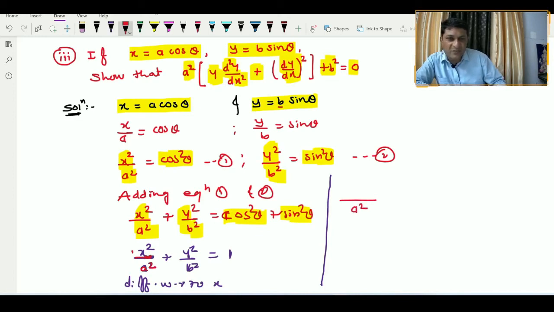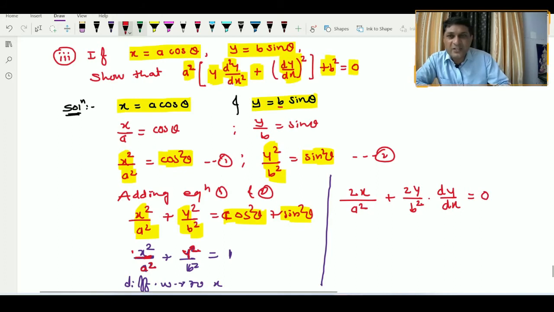What is the derivative of x square? It will be 2x. Here also 1 upon b square is a constant term, and the derivative of y square will be 2y dy by dx, and on this side the derivative of the constant term is 0. Now we are able to cancel 2 if I divide both sides by 2. So here 2 will get cancelled, and on this side 0 divided by 2 is 0.